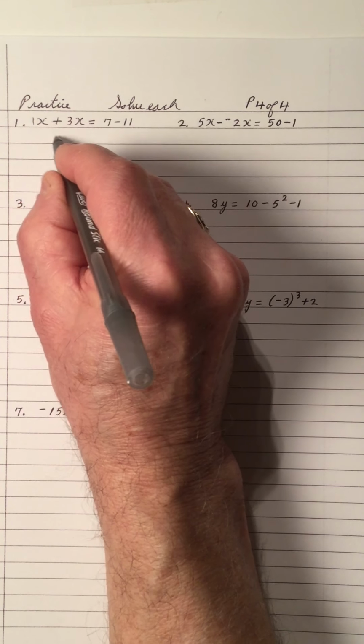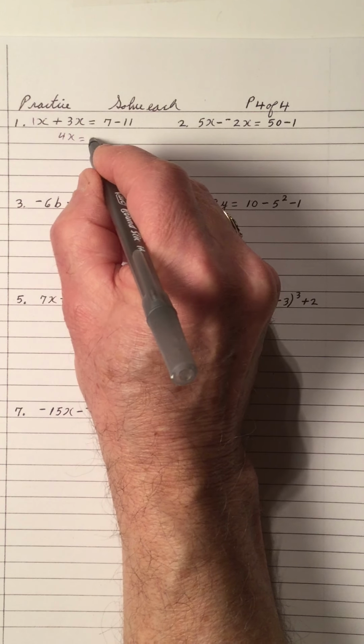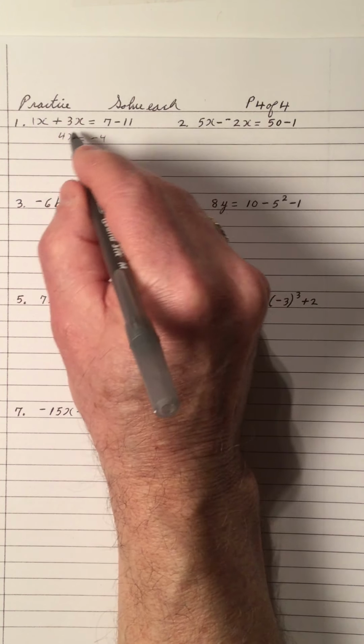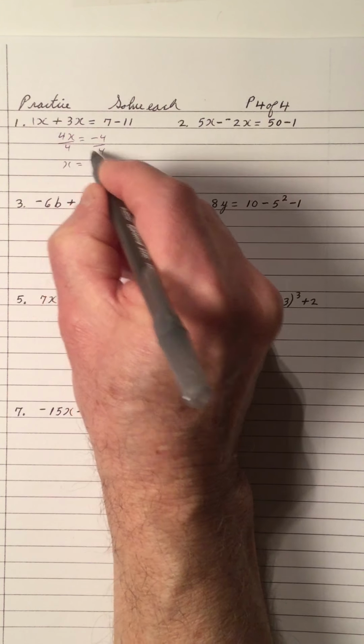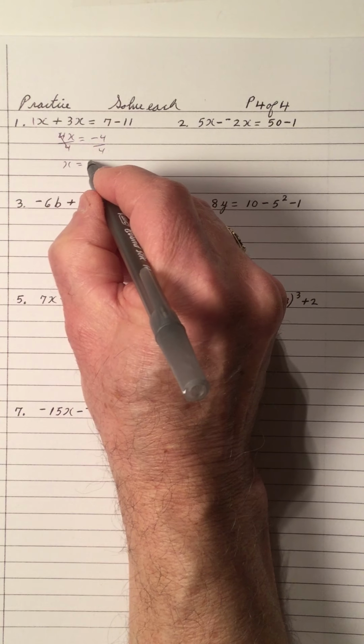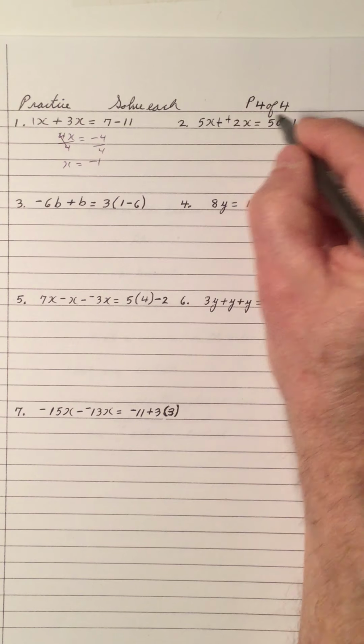1 plus 3 is 4x equals 7 minus 11, which is negative 4. Both sides are simplified. Divide by 4. The 4s cancel, and x equals negative 1. Double negative is a positive.